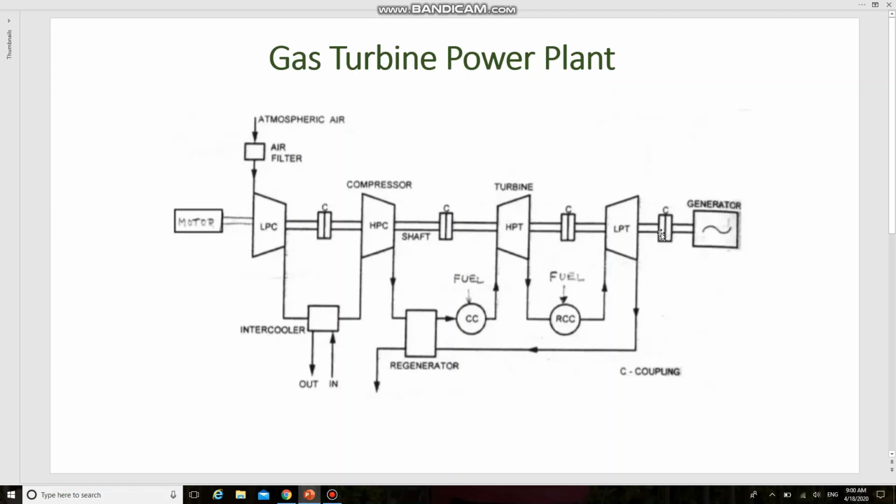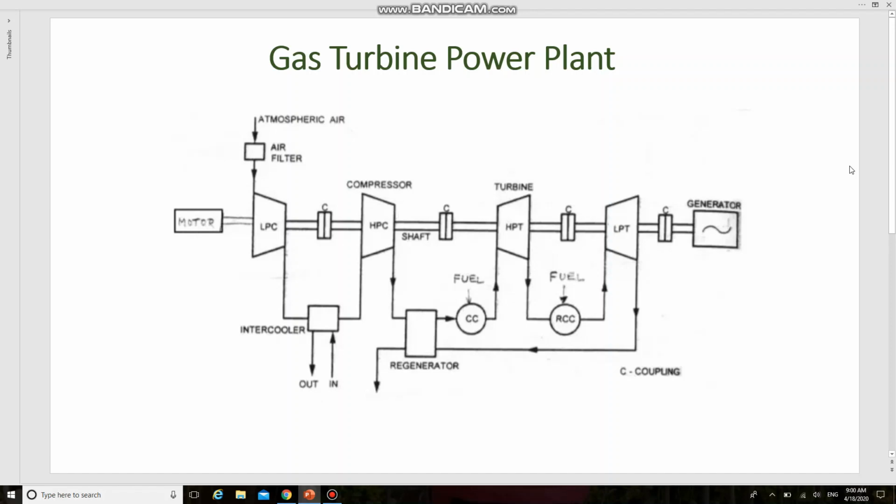From the low pressure turbine, the mechanical energy is used to run the generator. From that, electrical energy, that is electricity, will be produced and sent to the transmission lines. So, some of the advantages of the gas turbine power plant.